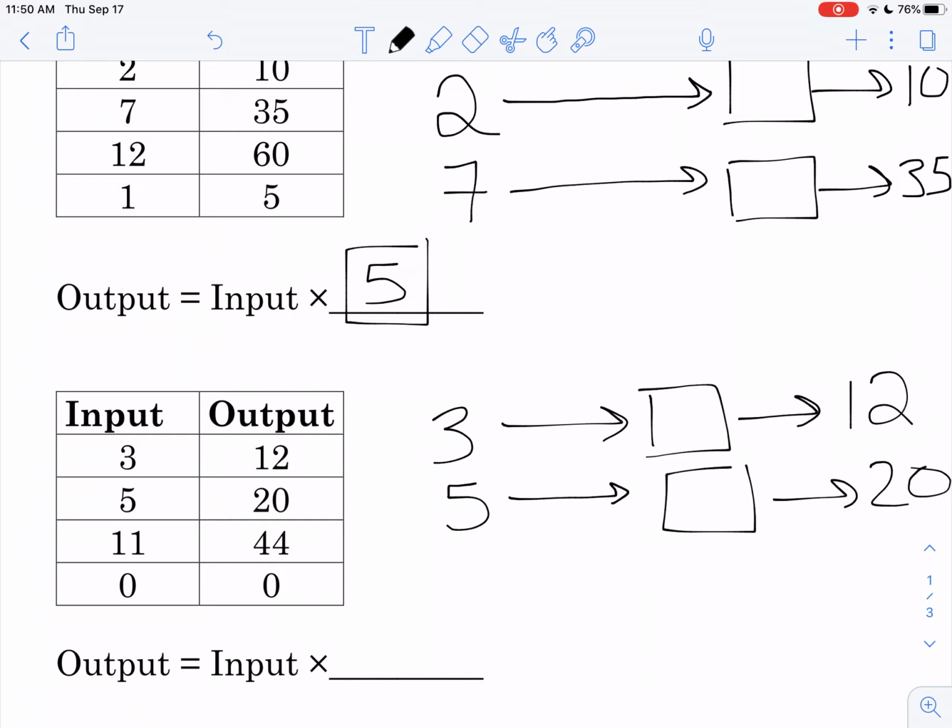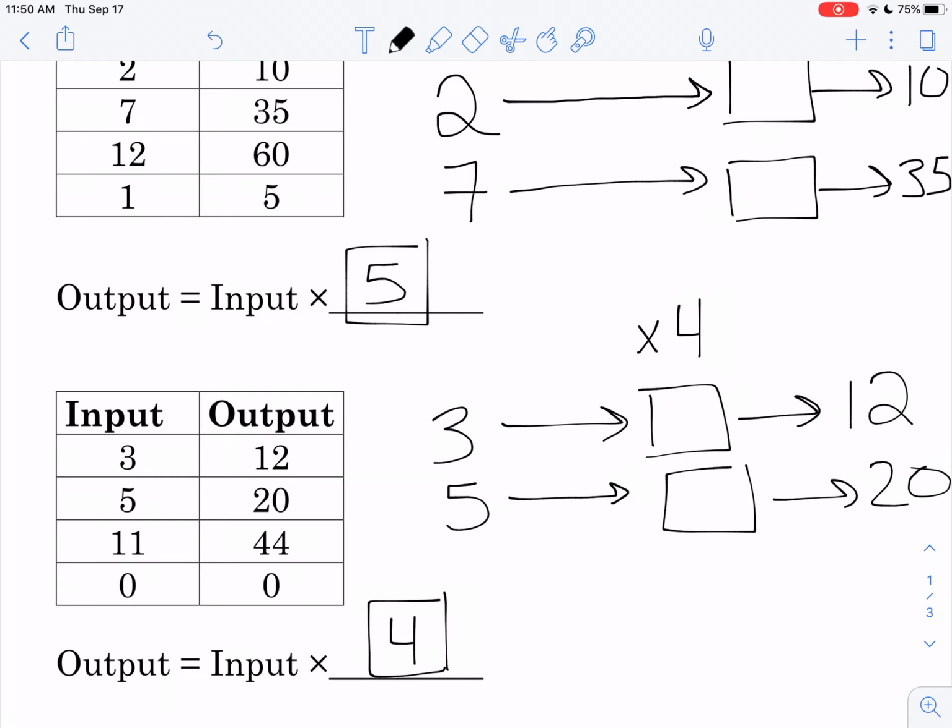Hopefully you guessed that the multiplier is 4 because 3 goes in, it's multiplied by 4, and 12 comes out. 5 goes in times 4, 20 pops out. 11 times 4 is 44. So here, the rule is that the output equals the input times 4.